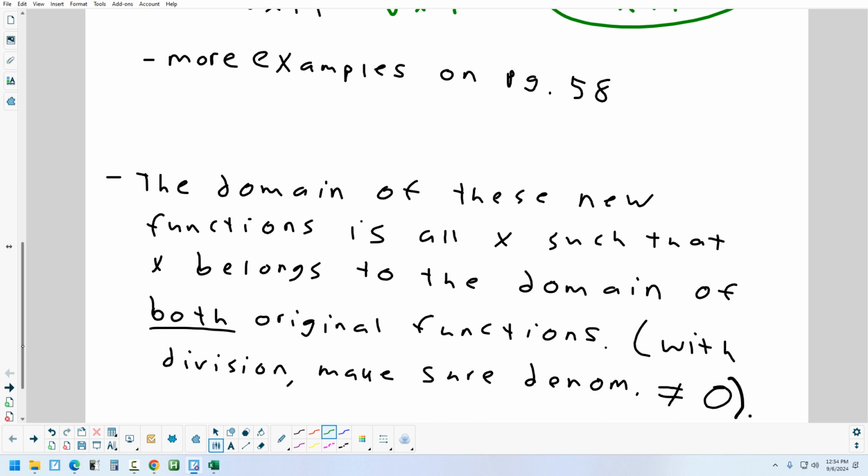So the domain of the new function that you made is all the numbers that work in both of the original functions. If you're more of a visual person, think of it like this. That circle represents all the numbers that work in f of x. This circle represents all the numbers in the domain of g of x. The domain of the new function is the overlap. It's the numbers that are in both the green circle and the red circle. It's the numbers that work in both functions.